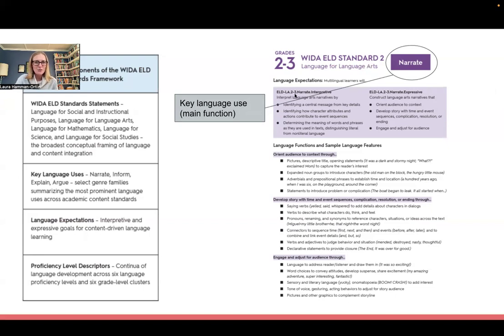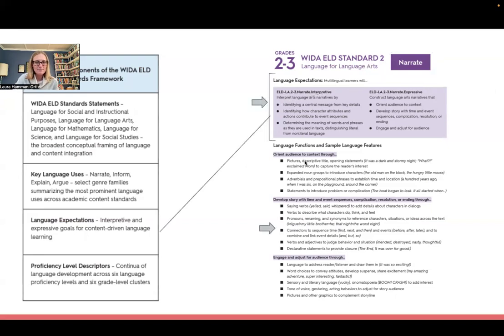Underneath that, you see the language expectation, which is really the heart of the standard. So that is the language standard. And here you see they divide them into both interpretive, which is kind of their word for receptive language, so language coming in, and expressive language, or language coming out, productive language. So you see what students are being asked to do here. They're asked to interpret language arts narratives, and then it gives them specific standards by identifying a central message from key details, identifying how character attributes and actions contribute to event sequences. So that's what they're able to do with language interpretively.